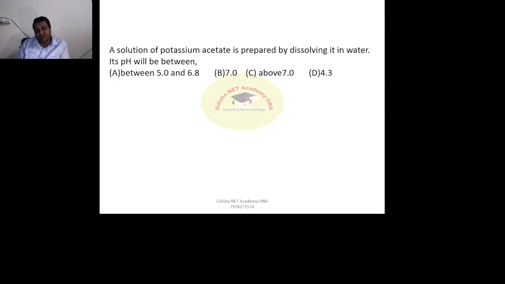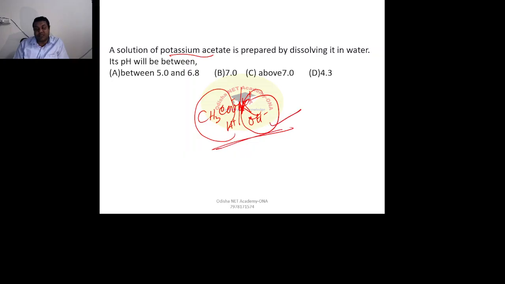A solution of potassium acetate is prepared by dissolving it in water. So we are preparing one solution, that is potassium acetate. What is potassium acetate? CH3COOH is acetic acid, and potassium acetate means in place of H it is K plus. CH3COO minus K plus, that is potassium acetate. So when it is dissolved in water, what happens? Now here OH minus will be attached, here H plus. So it forms acetic acid and KOH. So the solution contains KOH and acetic acid.